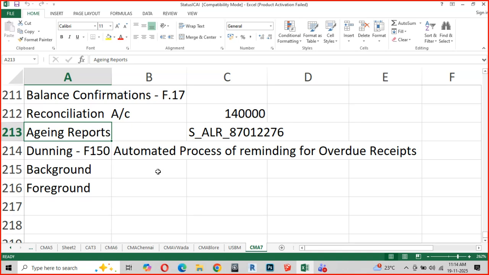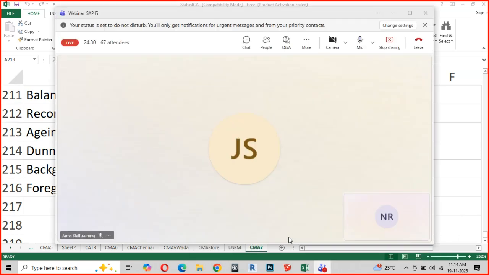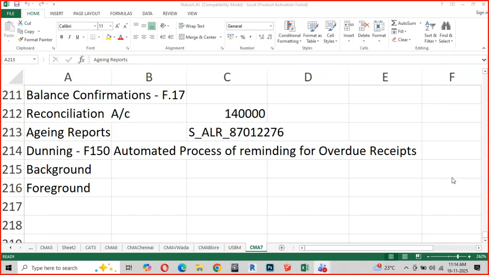Now, at any point in time, please ask me questions. We saw the process of dunning, and we saw the practical side, how it is actually applied. Now we will get into the configuration side. Actually, it is not required, but I will tell you from where the system understands what exactly a reminder is, how it should be sent, and what the English is.